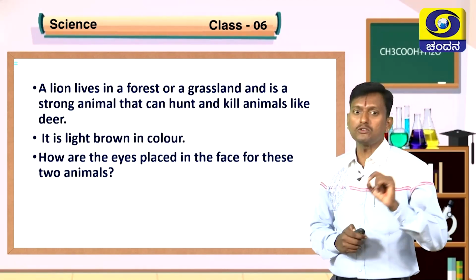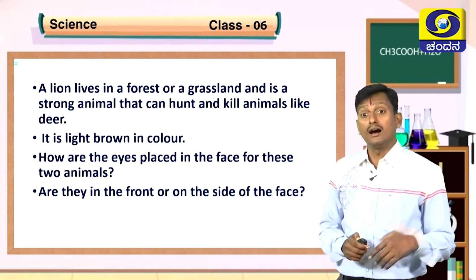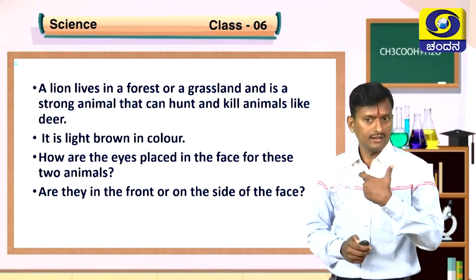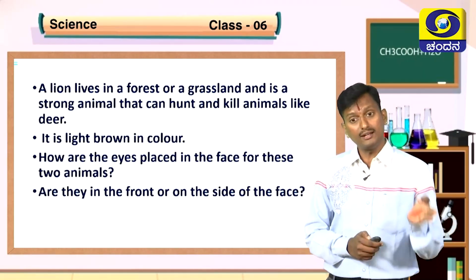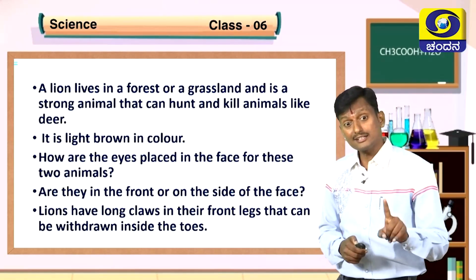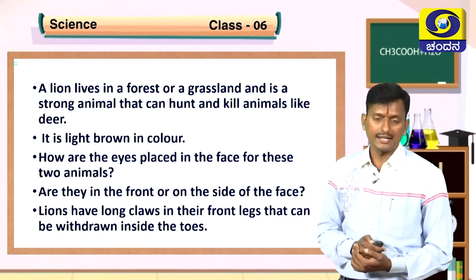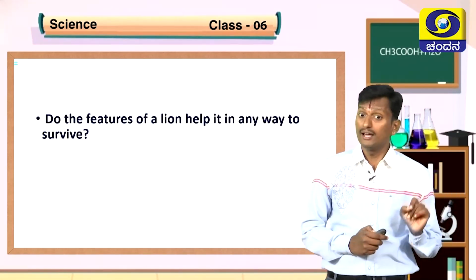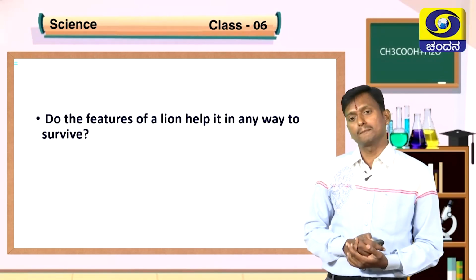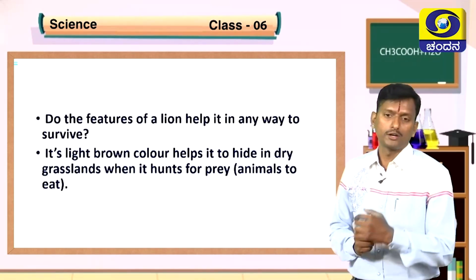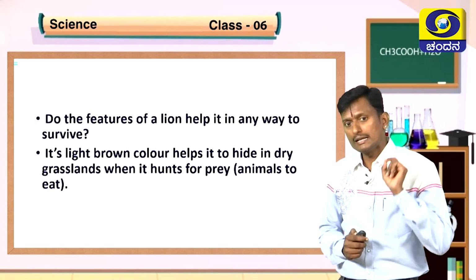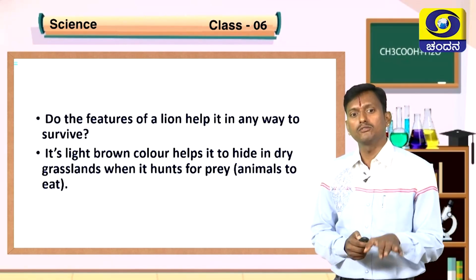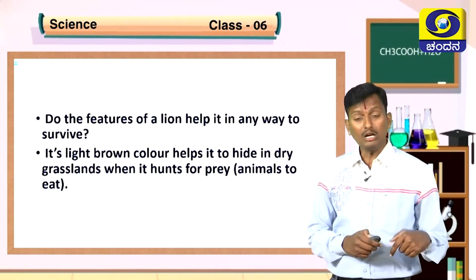How are the eyes placed in the face of these two animals? Are they in front or on the sides of the faces? Lion has a different structure of eyes while deer has a different one. Lion has long claws in its front legs that can be withdrawn inside the toes. Do the features of the lion help it in any way to survive on the grassland? Yes, its light brown color helps it to hide in dry grassland when it hunts for a prey. So prey cannot find it easily.